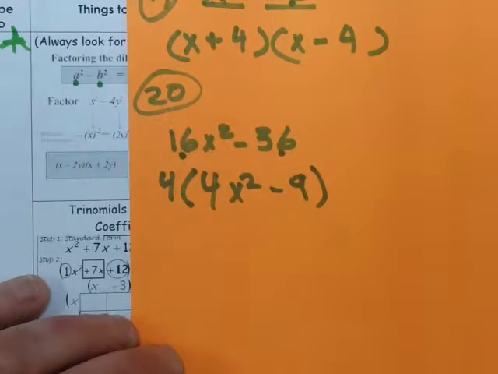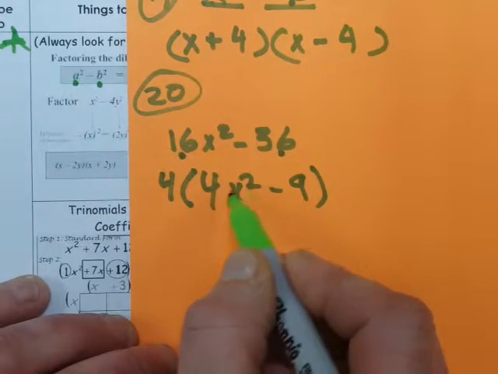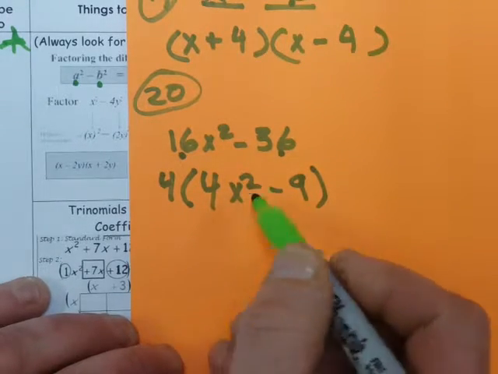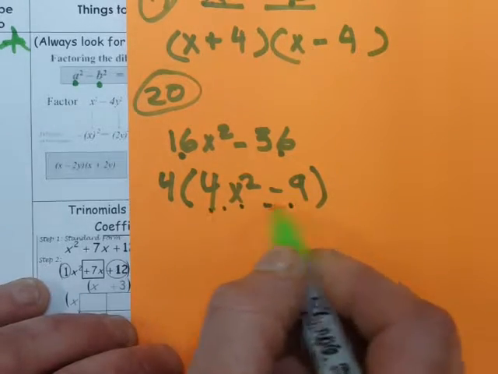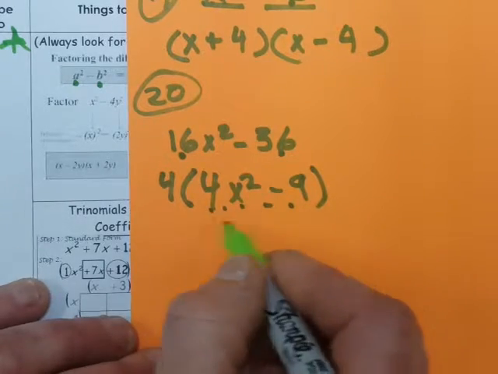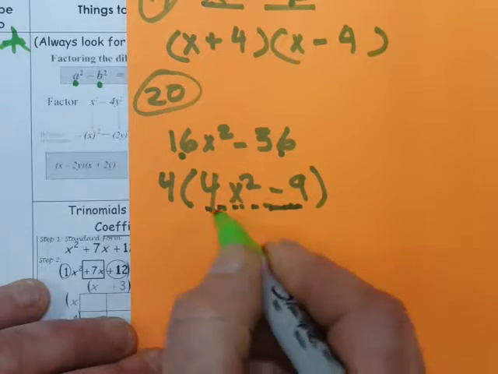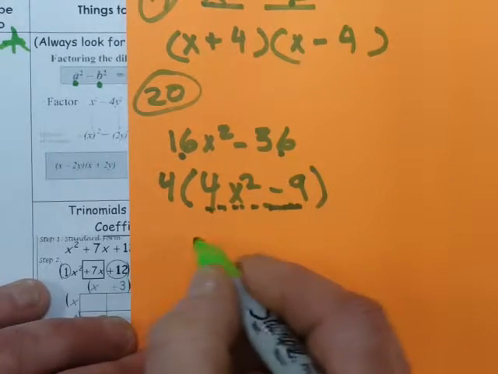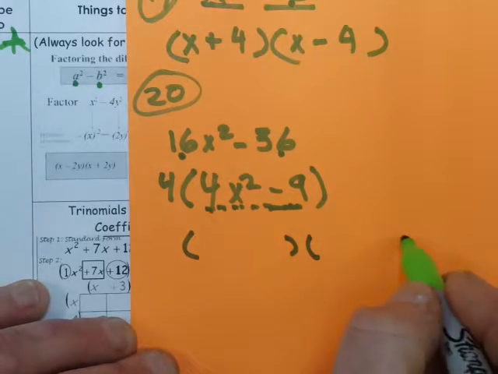But this is not the answer. We still have x squared, and anytime we see something squared, we need to ask ourselves, can this factor further? And yes, we have 2 terms. These 2 terms are perfect squares. There's a minus sign between them. This is a difference of 2 squares. So we're going to factor just this right here inside our group. We know it's a difference of squares, so it's going to break down into 2 groups.